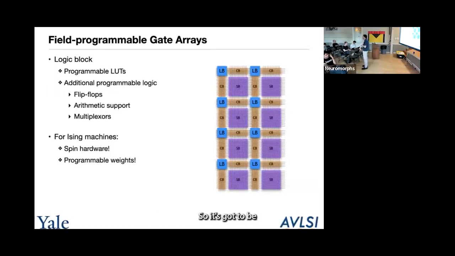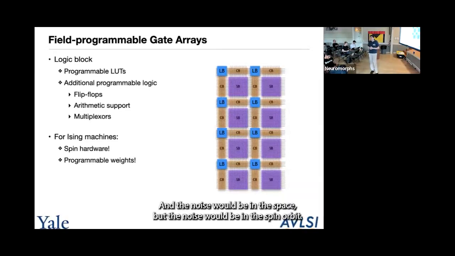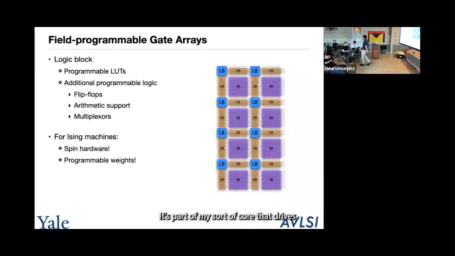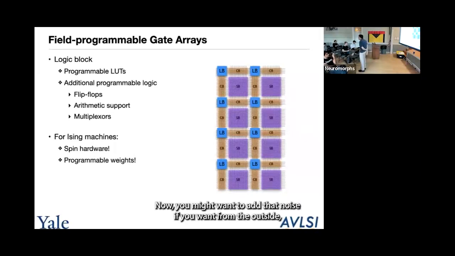So spins are neurons. Yes, correct. And the noise would be in the spin hardware. The noise, the injection locking, all of that is overlaid on the whole chip. You can think of that as my power grid, if I were to pick an FPGA analogy. It's part of my core that drives the whole thing. You can inject the noise from the outside, or you might have a noise signal and then maybe you want to modulate the amplitude of the noise or something like that, right?